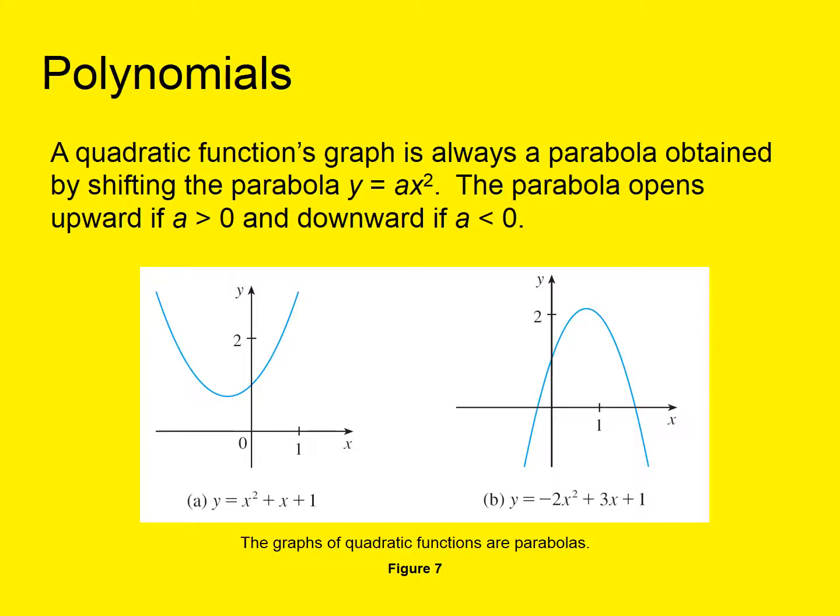A quadratic function's graph is always a parabola obtained by shifting the parabola y equals ax squared. For a positive, it's going to open upward, and for a negative, it's going to open downward. For a big, that is in absolute value, it's going to be a narrow parabola. For a little in absolute value, like 1/2, it's going to be a wide parabola.